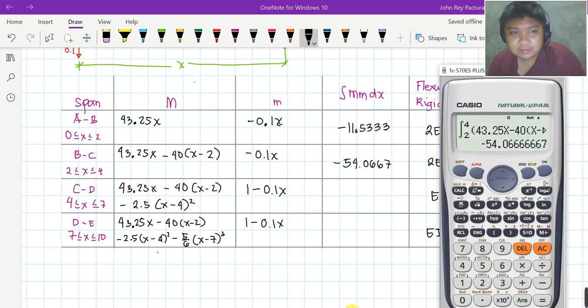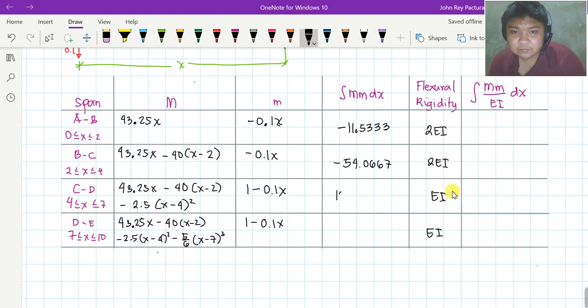Sunod, gawin natin, class, is yung C to D. So, mababago dito. Magkakaroon pa ng minus 2.5 ng x minus 4 na naka-squared. Tapos dito, 1 minus 0.1x na siya from 4 to 7. Okay? So, ang sagot dito ay 122.9625.